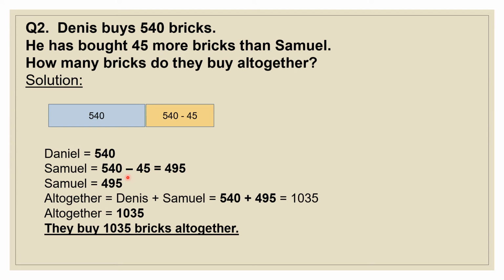Now the question asks me how many bricks do they buy altogether. In altogether, what do you do? You plus. So let's add Denis and Samuel together. Denis has 540 and Samuel has 495. 540 plus 495 is 1035. That means they buy 1035 bricks altogether.